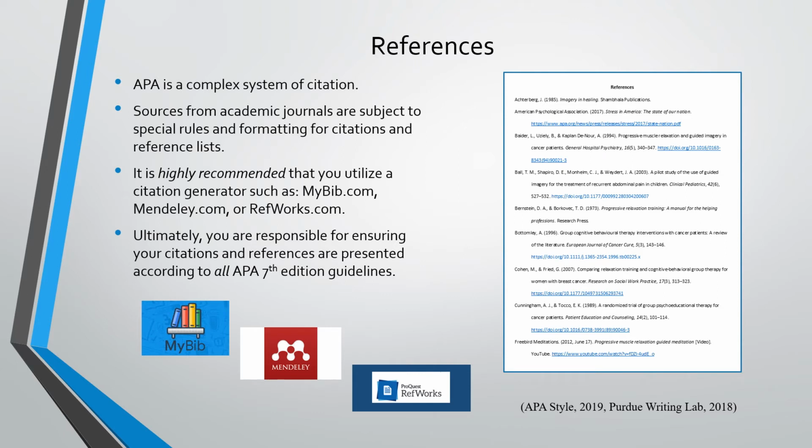A citation generator compiles sources and generates the reference entry and in-text citation per the selected writing format, in this case APA 7th edition. When complete, the citation generator also generates an alphabetized, appropriately formatted reference list, which you can copy and paste into your document.